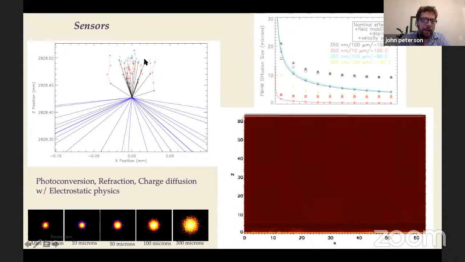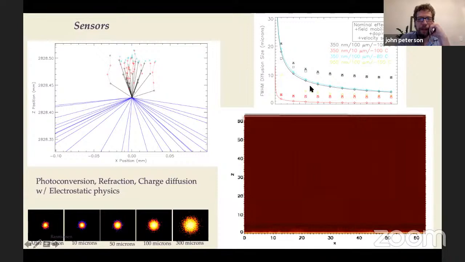So first of all, overall, that causes charge diffusion. You end up with this random walk process resulting in a larger point spread function due to the sensor, the thicker the device is.